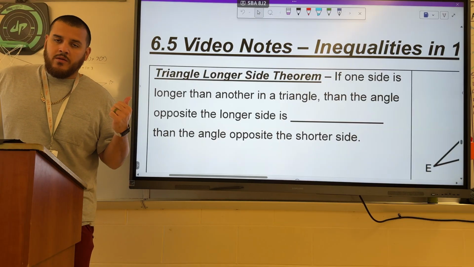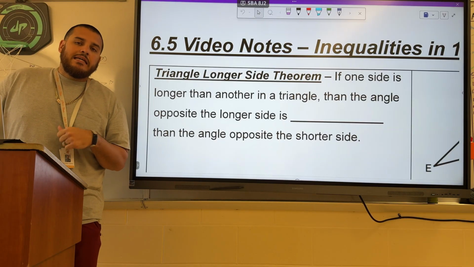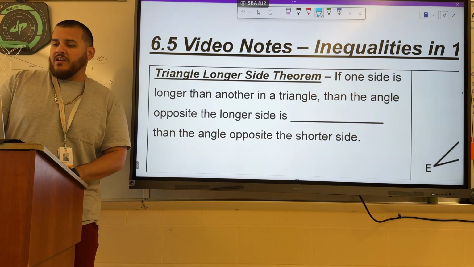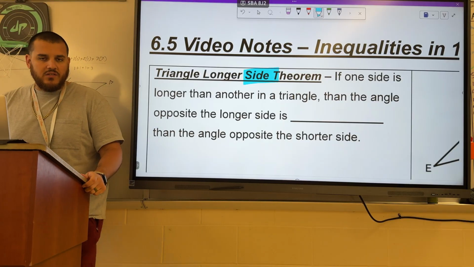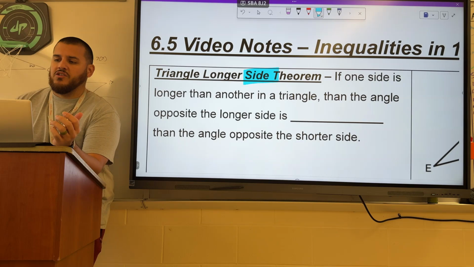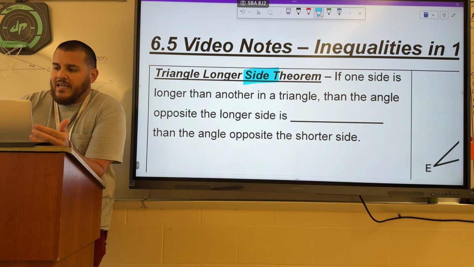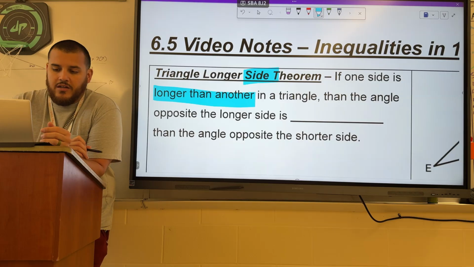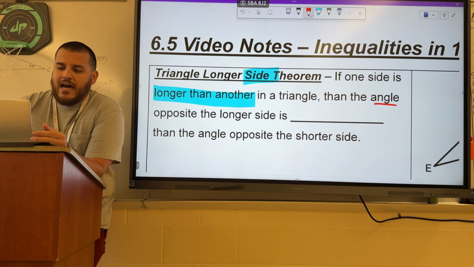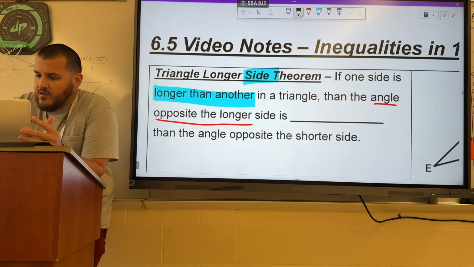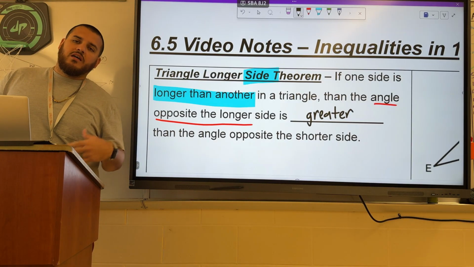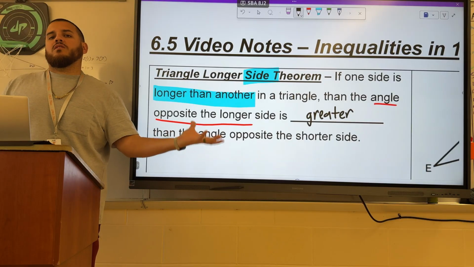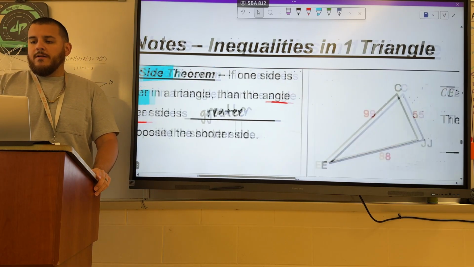The first inequality we're going to learn about is the triangle longer side theorem. Even though the name of this theorem talks about sides, it actually gives us information about the angles of a triangle. If one side is longer than another in a triangle, then the angle opposite the longer side has to be greater than the angle across the shorter side. So the angle across from a longer side will be more degrees than the angle across from a shorter side in that triangle.